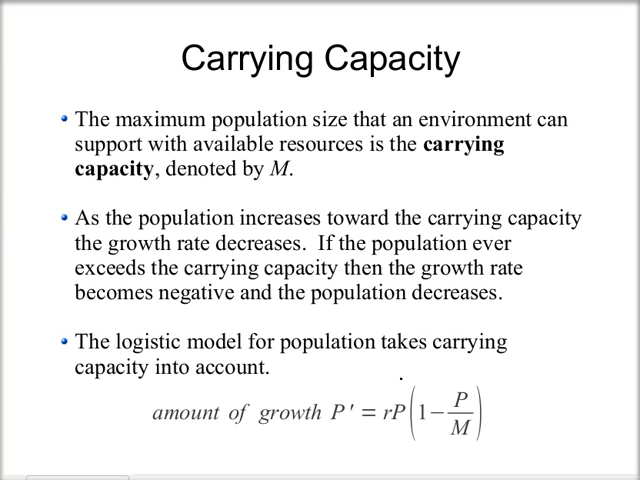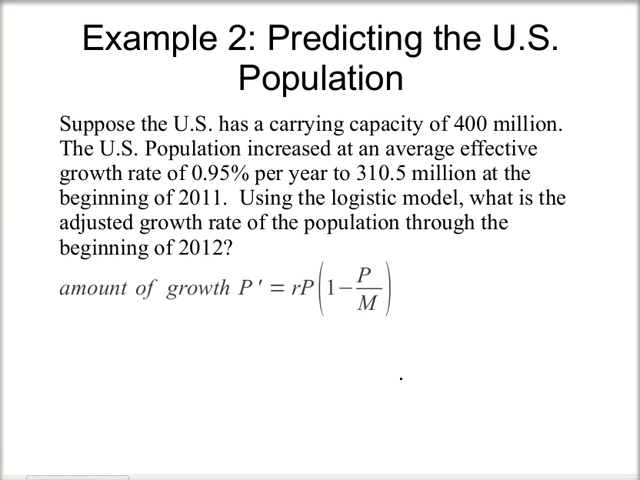One way to take this into account is with the logistic model for population, and it gives us this formula for the amount of growth P prime based on the effective growth rate and the current population and carrying capacity. So let's take a look at an example of using this formula. We're going to use this formula instead to predict the U.S. population. So let's suppose that the U.S. has a carrying capacity of 400 million.